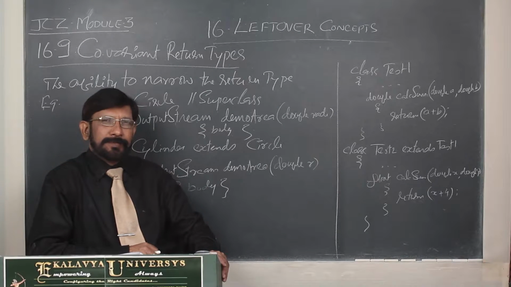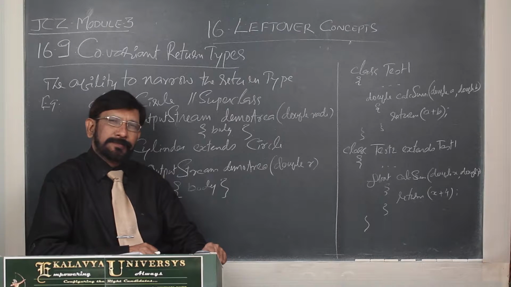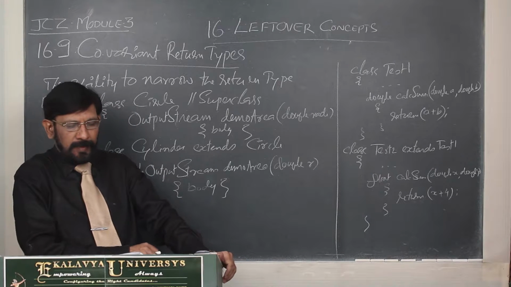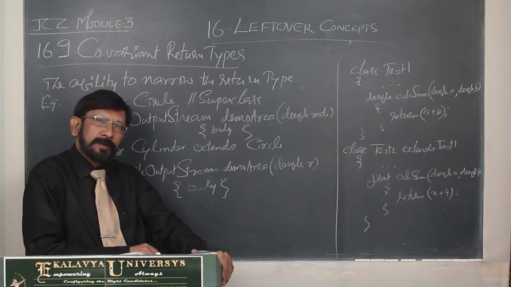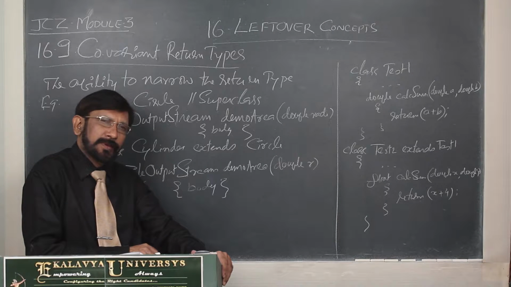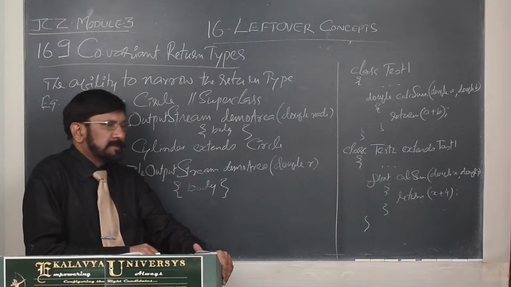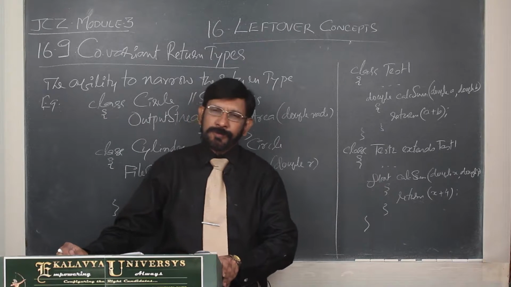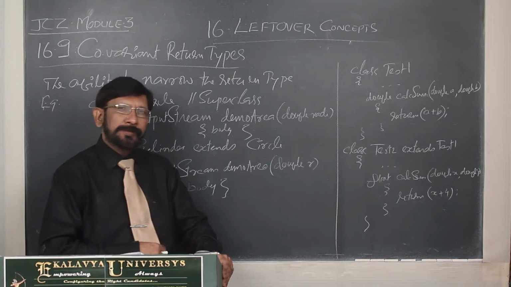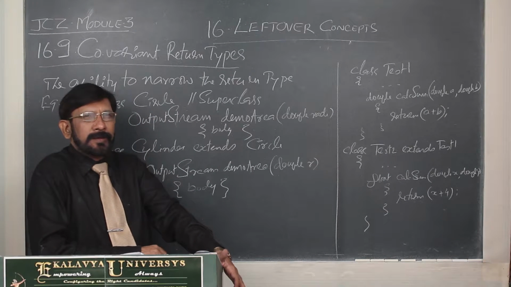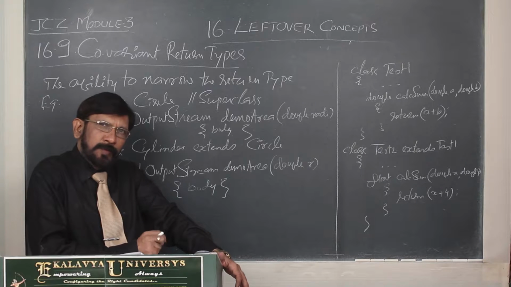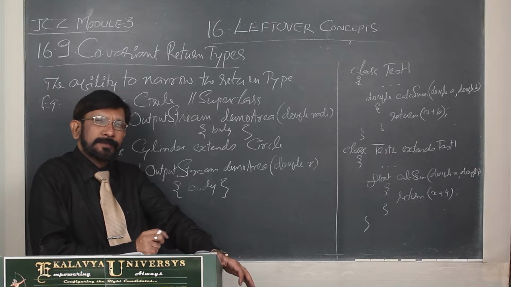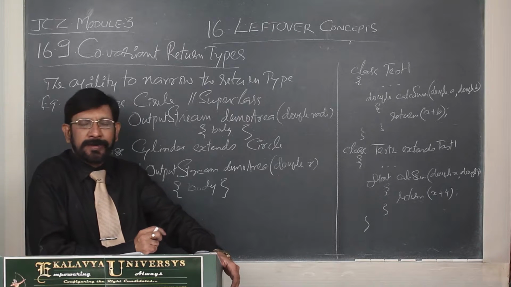Hello friends, now let us take up concept number 9, 16.9, covariant return types. This concept was introduced in the Java 5.0 version. This is applicable in the context of inheritance, mainly method overriding.